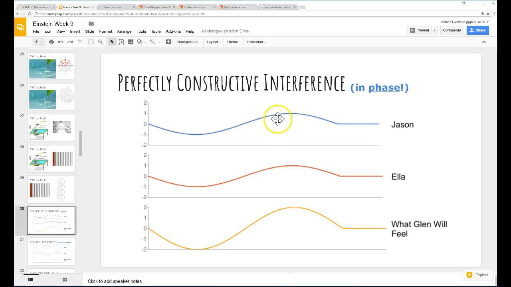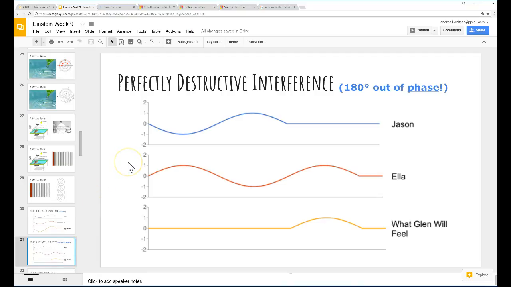When you are perfectly constructive, that means that you are absolutely lined up. Ella and Jason start at exactly the same time. They go down at exactly the same time. Glenn will feel the down is twice as big. He will feel the up as twice as big. So that is perfectly constructive interference, which is in phase. Perfectly destructive interference is 180 degrees out of phase. I was so pleased that you guys had those terms on the tip of your tongues when we were ready to start.